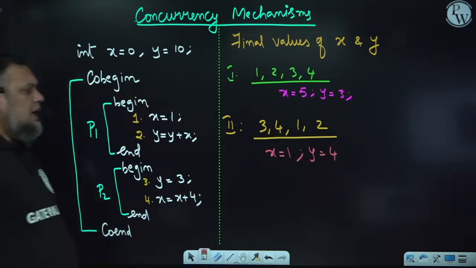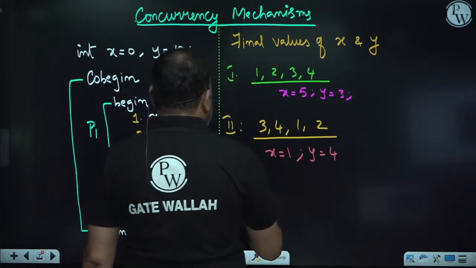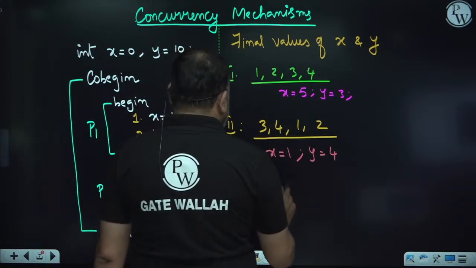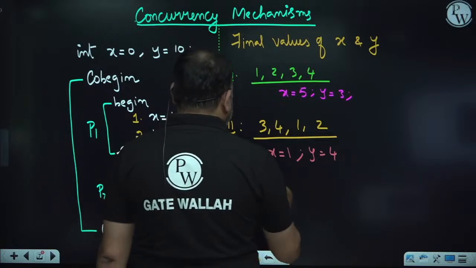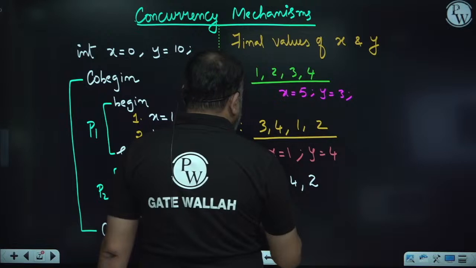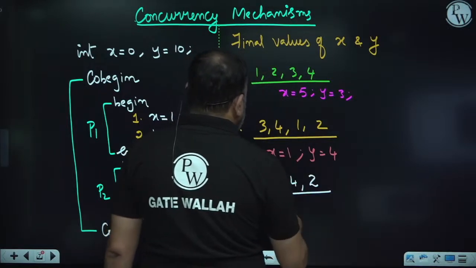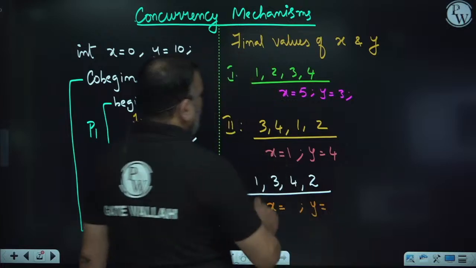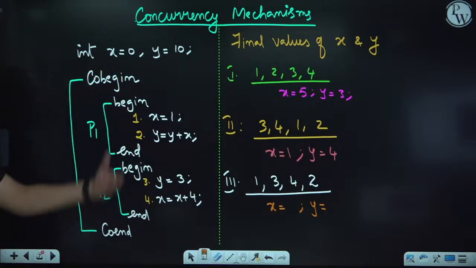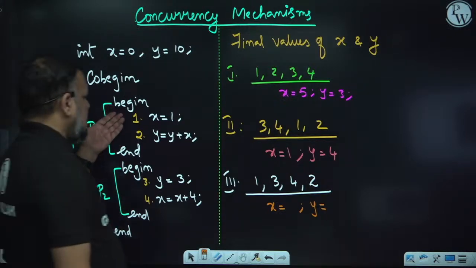Similarly, I can have other possible orderings. For example, first I execute 1, then preempt and run 3, 4, then 2. If I execute in this fashion, can anybody tell me what the final values of x and y will be? Come on, tell me. This is how you have to trace, this is how you have to solve the problem. With order 1, 3, 4, 2, so x becomes 1.